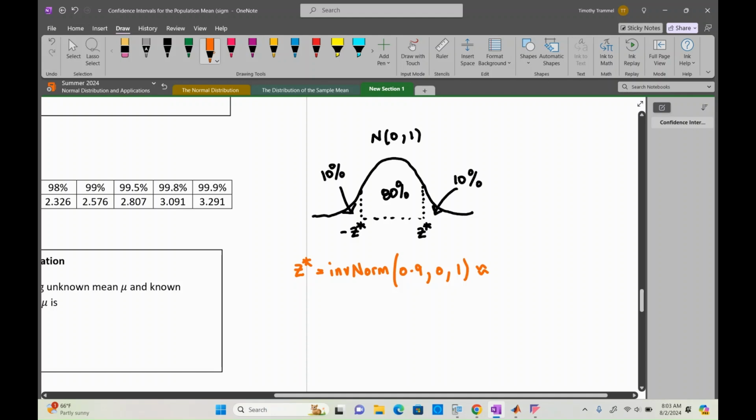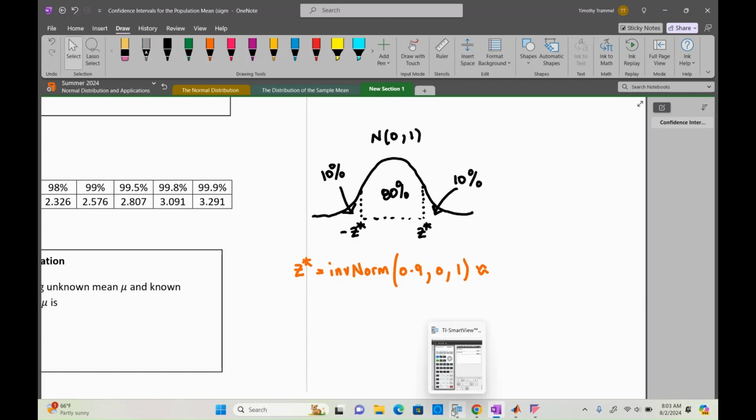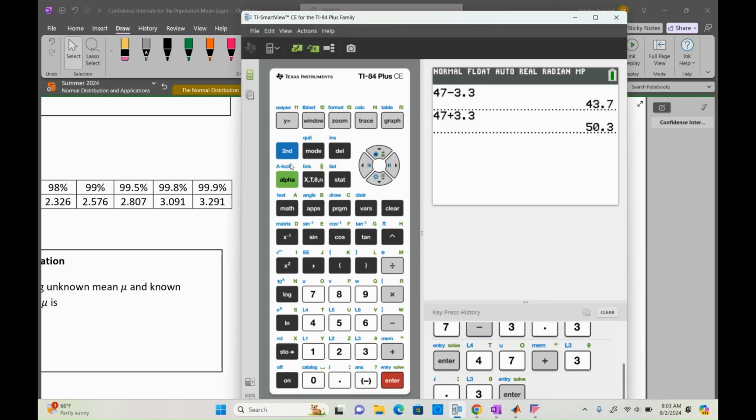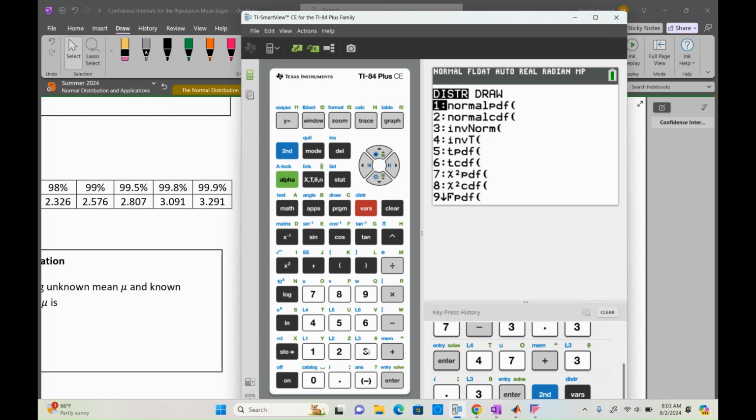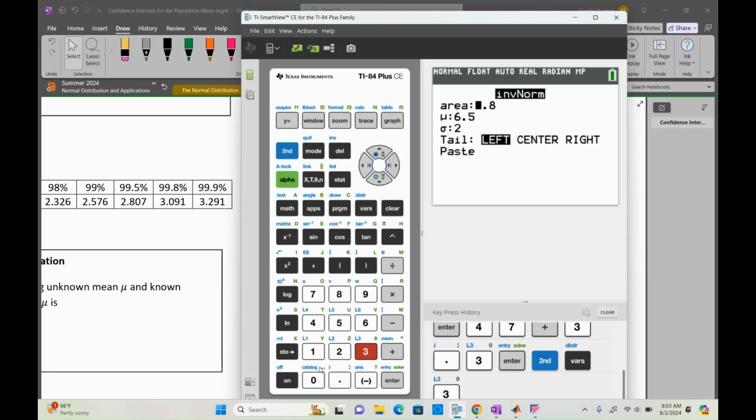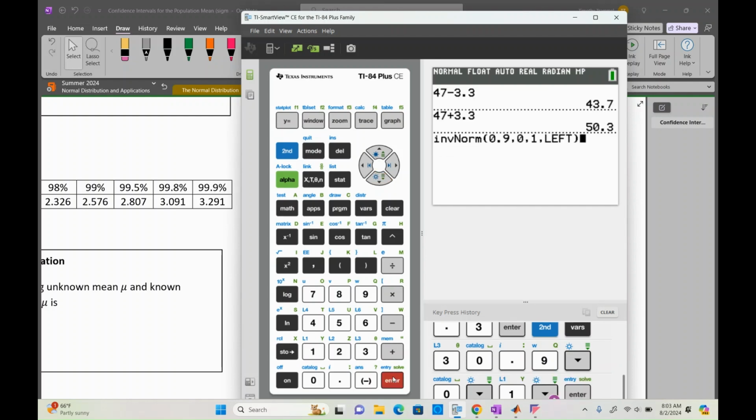Now, all the Z star values that I have in that table are rounded to the third decimal place. Let's go ahead and give this a try. So we want second vars number 3 for inverse norm. I want a 0.9 here, a 0, and then a 1. And I'll come down here and hit paste.